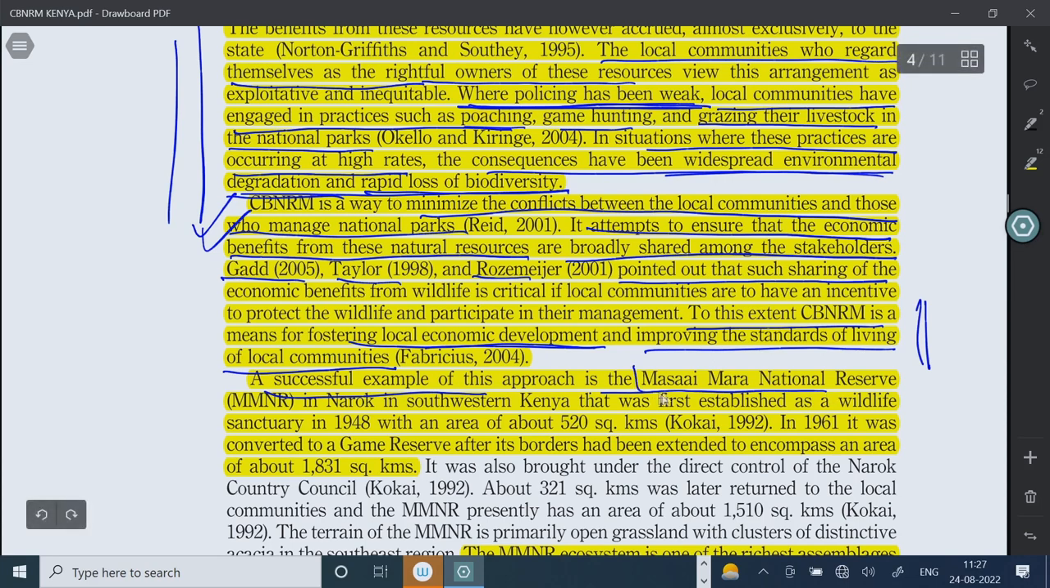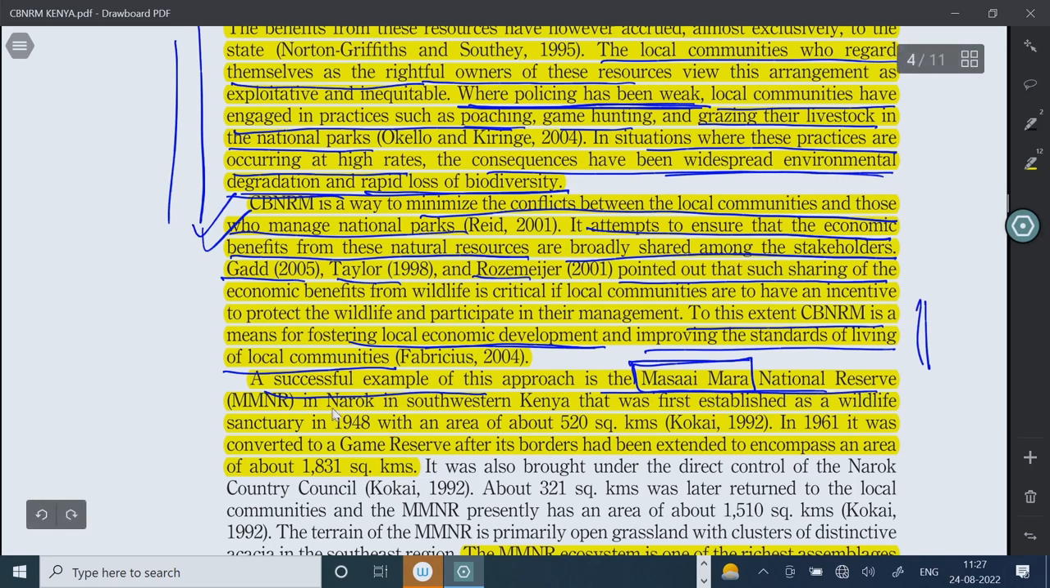Many of you might have heard about this. Many Bollywood and Hollywood movies have been shot there. People go for shooting, people also go for tourism. So, Masai Mara National Reserve Forest is a successful example of CBNRM.